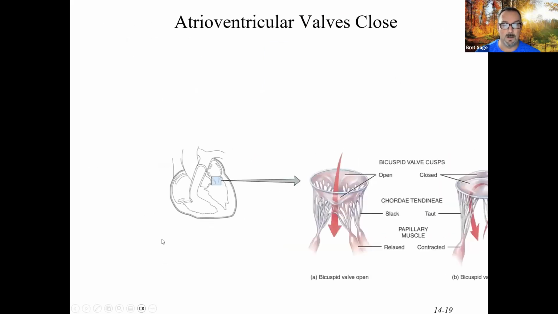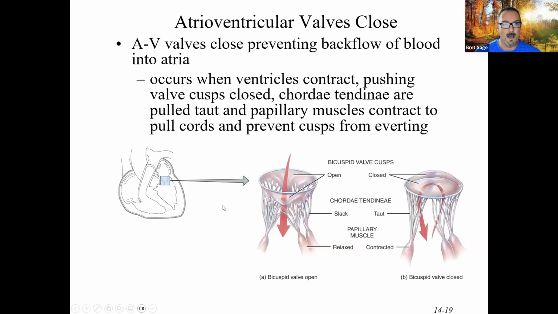Okay, we're going to go through the sequence of events. AV valves, or atrioventricular valves, close to prevent backflow of blood into the atria during ventricular contraction. This is the closure during ventricular contraction, pushing the cusps closed.